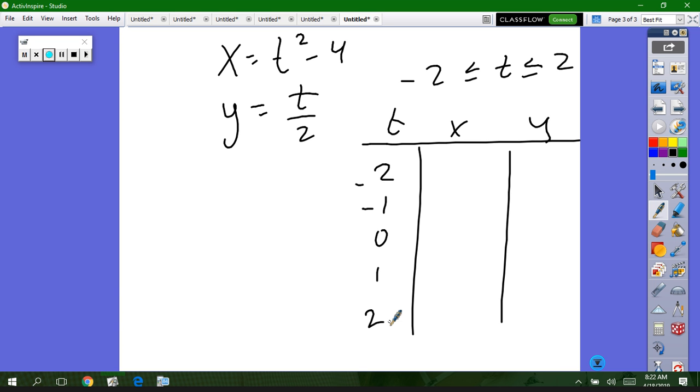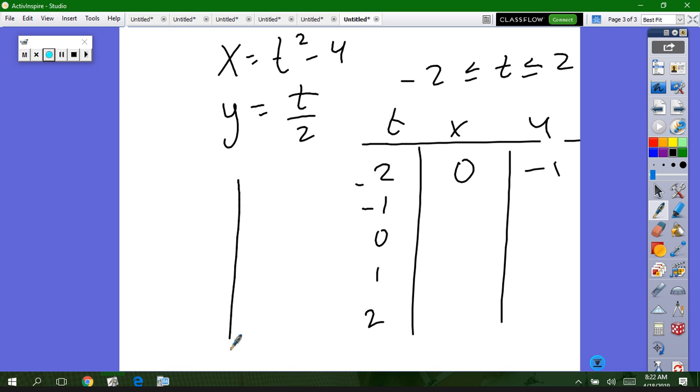All right, here we go. If we plug -2 in for T, what's X going to be? -2 squared is 4, 4 minus 4 is 0. Then I'm going to plug in Y: 0 divided by 2 is 0. Oh, excuse me, no, you're right, I'm wrong. It's -1, because I'm plugging in -2. -2 divided by 2 is -1.